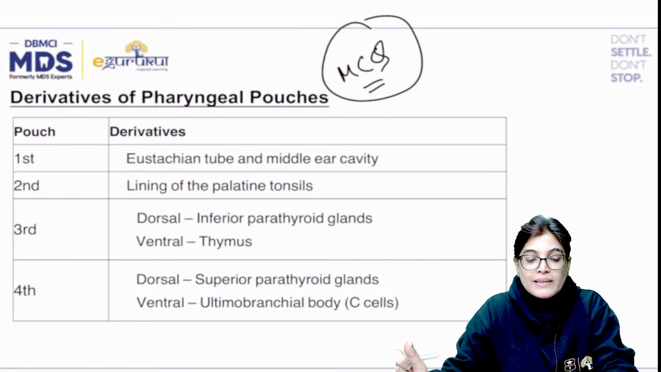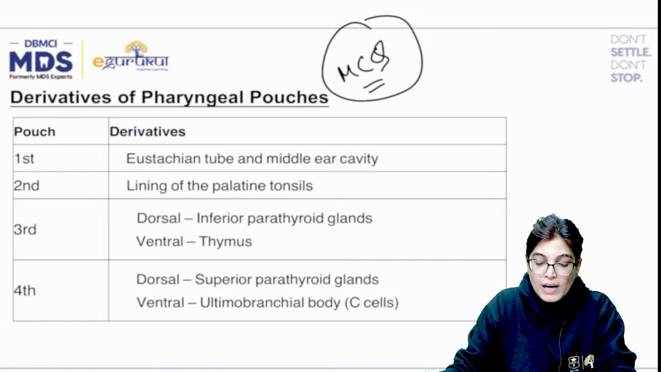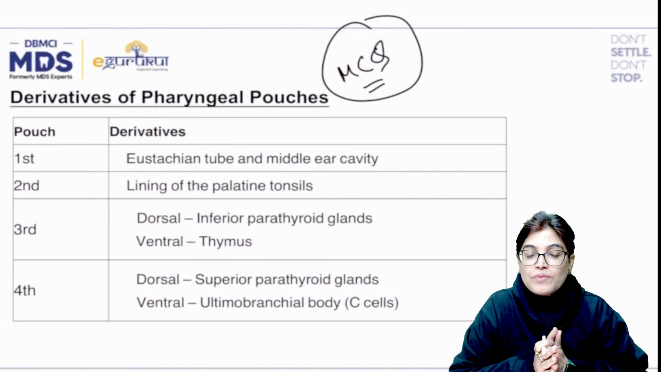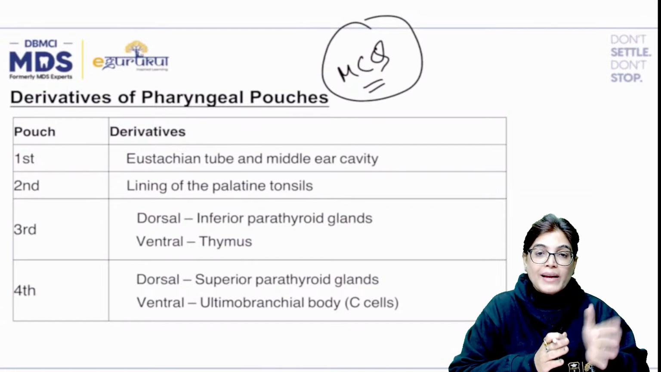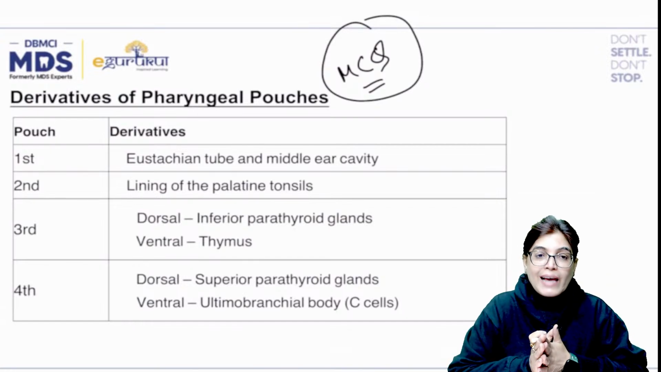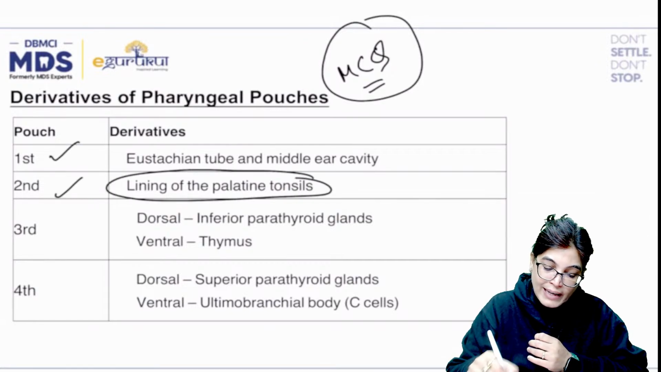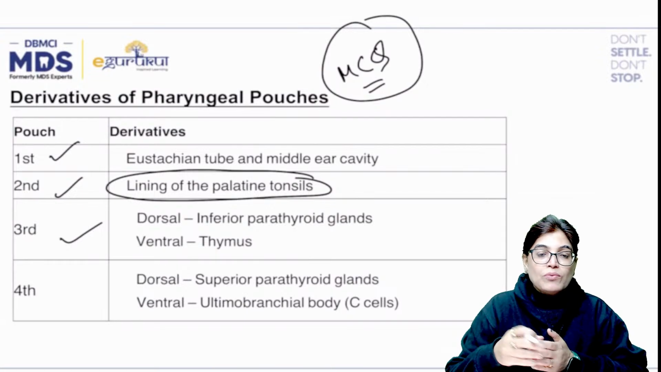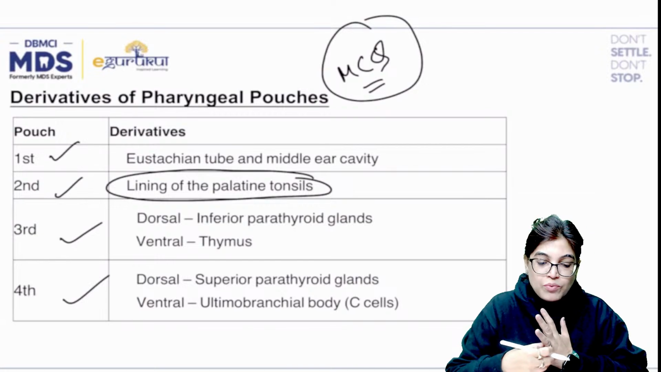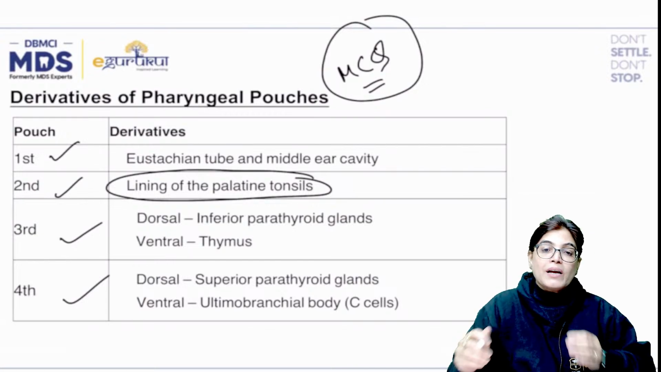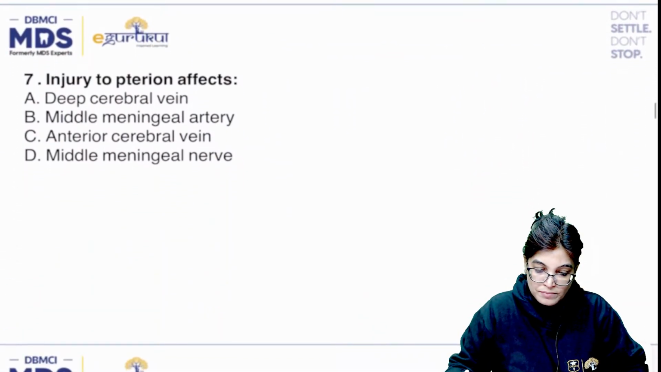The structures derived from the first pharyngeal pouch are the auditory tube, eustachian tube, also called the pharyngotympanic tube, and the middle ear cavity. The second pharyngeal pouch forms the lining of the palatine tonsil. The third pouch forms the inferior parathyroid gland and thymus gland. The fourth pouch forms the superior parathyroid gland and the ultimobranchial body, C cells. Next question.